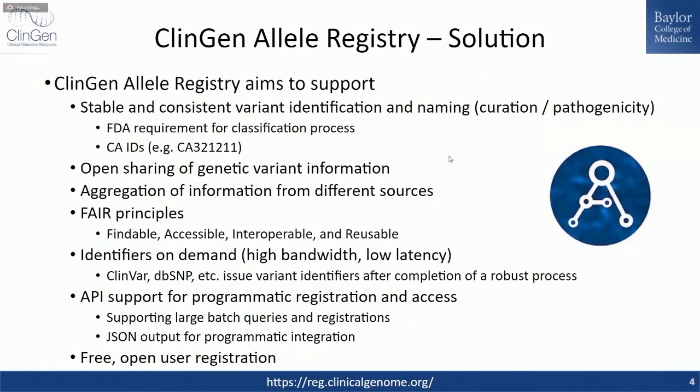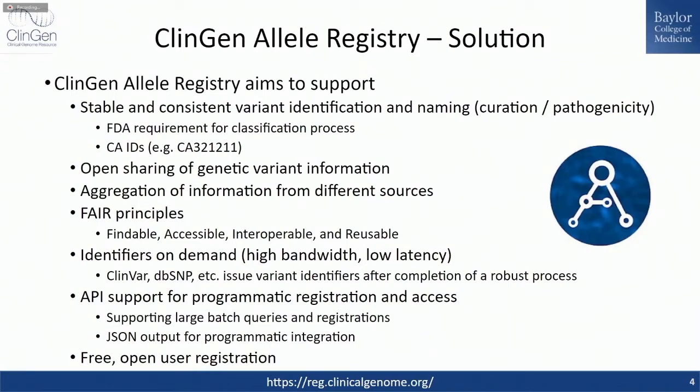What the solution attempts to do is support stable and consistent variant identification and naming, namely for curation and pathogenicity. This is one of the FDA requirements for classification processes. And what you see here is the CAIDs. This represents canonical allele identifier, and CA321211 is one such identifier. What we try to do with the system is provide for open sharing of genetic variant information and aggregation of this information from different sources, along with the links to those sources.